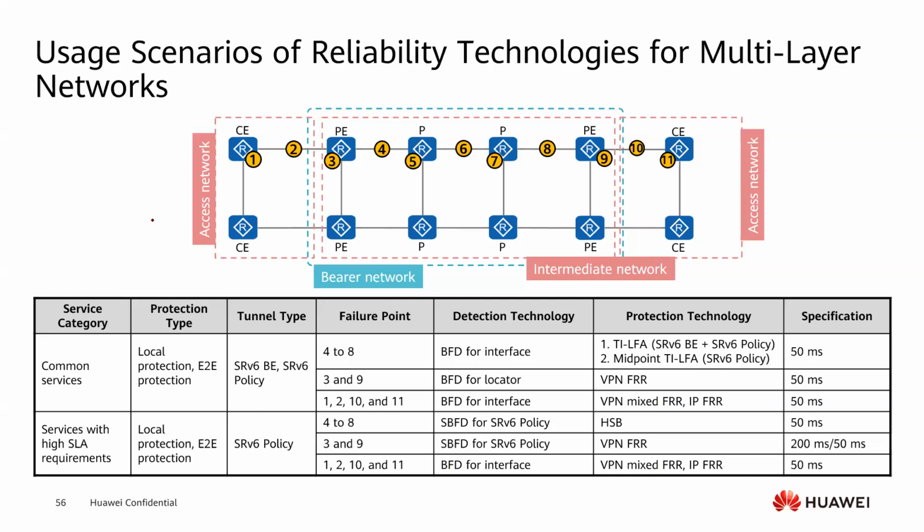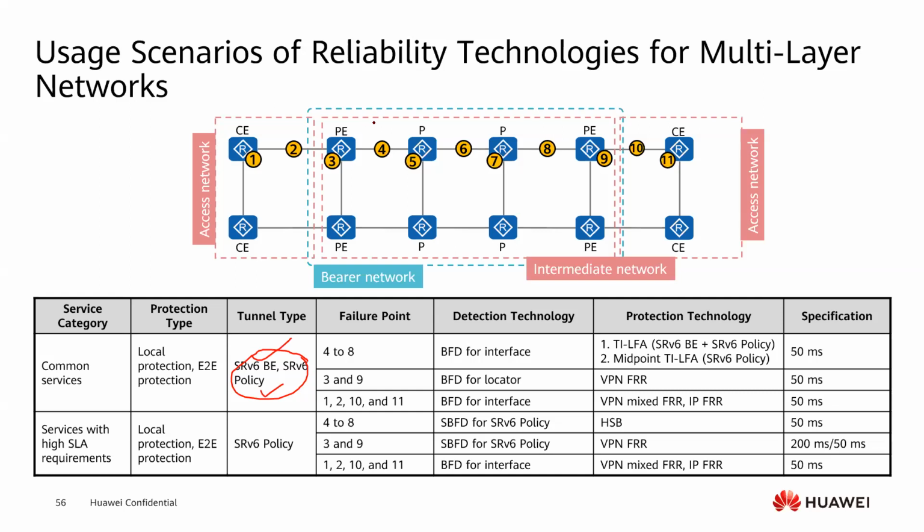Okay, so let's categorize the services. Basically, we can divide our services into 2 types. One is the common services. Another is high SLA requirement services. So for the common services, what we need to do is local protection and end-to-end protection. And for the common services, there will be 2 types of tunnel, BE and SRv6 tunnel. Okay, so for those kinds of tunnel, there will be 3 types of failure point.